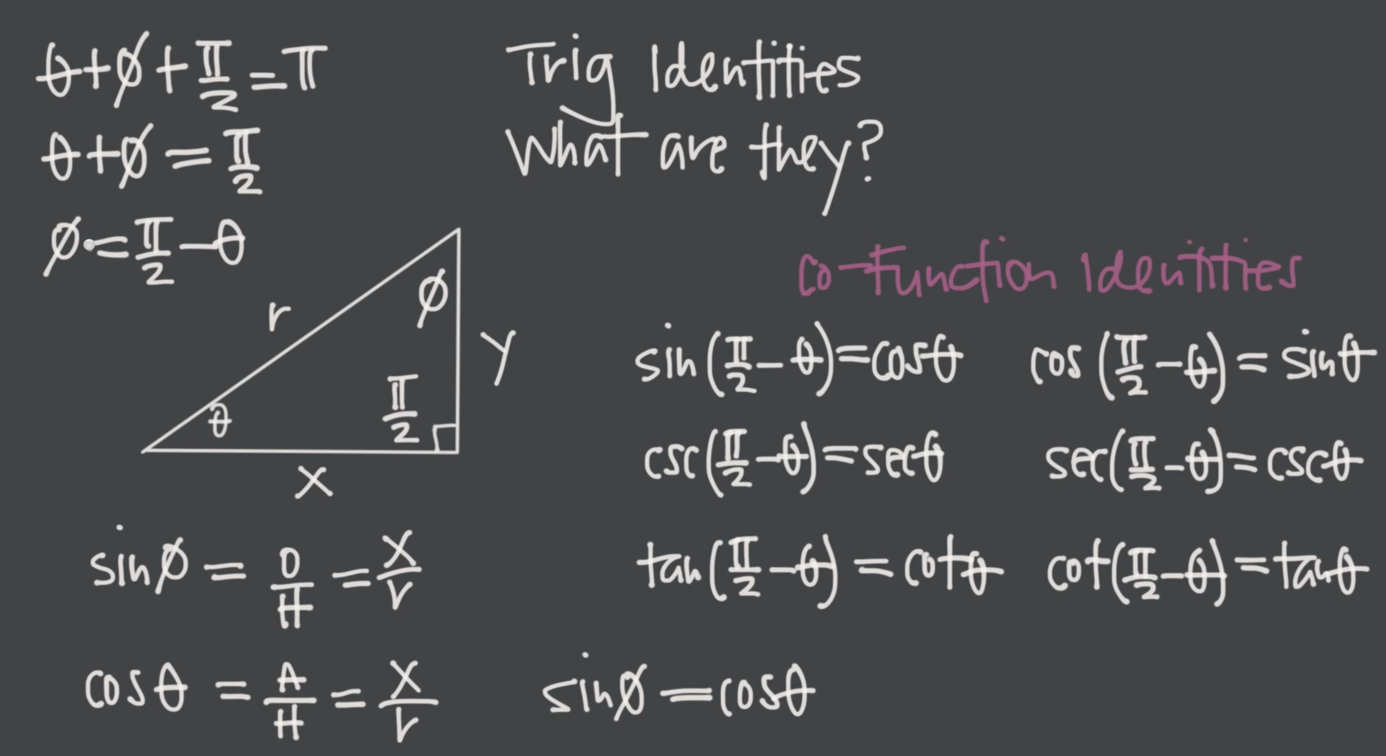And remember, I already solved for the fact that phi is equal to pi over 2 minus theta. So I could plug that in for phi, and this would become sine of pi over 2 minus theta is equal to cosine of theta. And you can see how I've proven the first cofunction identity just using the right triangle. And I could use this right triangle to go in and develop the relationships for all of the other five cofunction identities if I wasn't able to remember them.